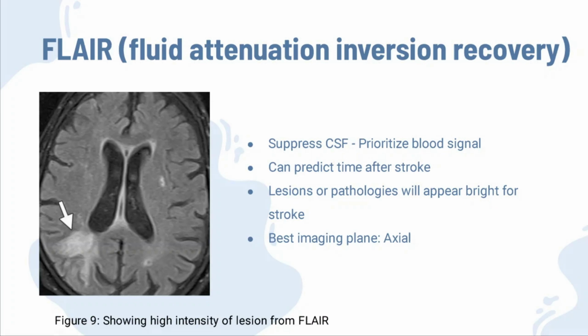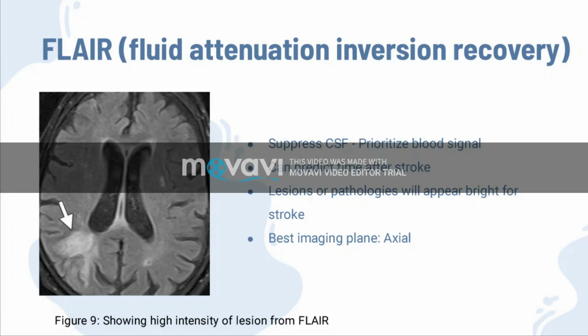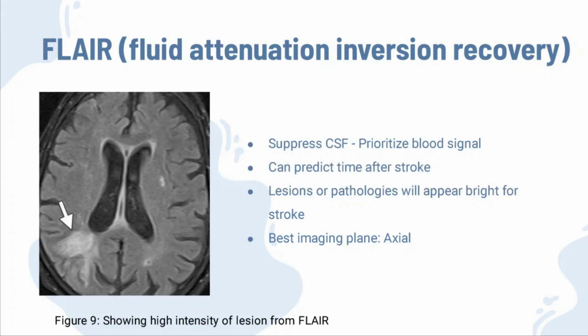FLAIR. FLAIR images are designed to suppress signals from the cerebrospinal fluid. This is what we want for strokes, as blood would give us the high signal, showing us the hemorrhage. Depending on signal intensity, we can predict time after stroke. Higher signal would mean longer time has passed.